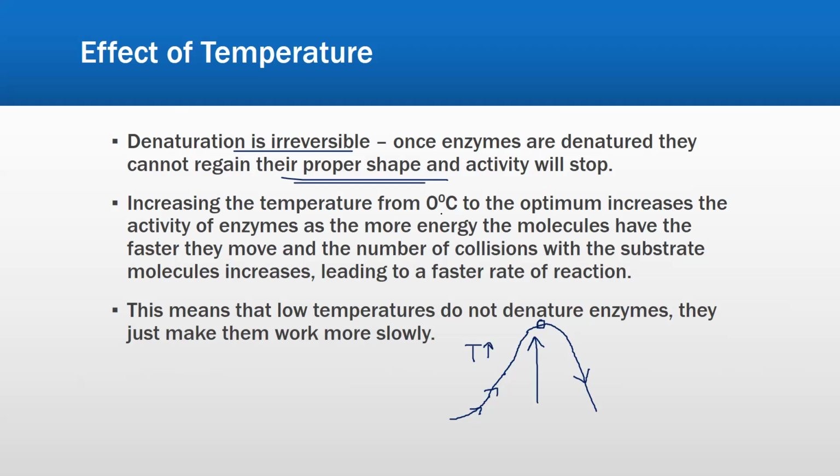Increasing the temperature from 0 degrees Celsius to optimum increases the activity of the enzymes. As the molecules have more energy, the faster they will move, and the number of collisions with the substrate molecules would also increase, leading to a faster rate of reaction. This means that low temperatures do not denature enzymes, they just make them work more slowly.